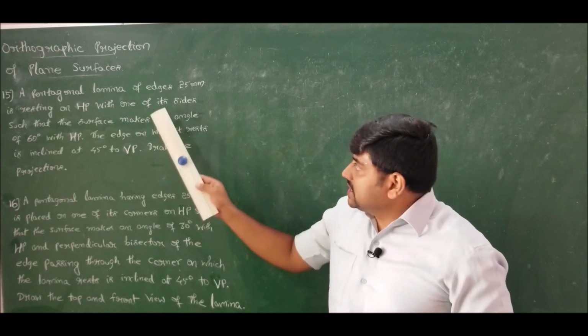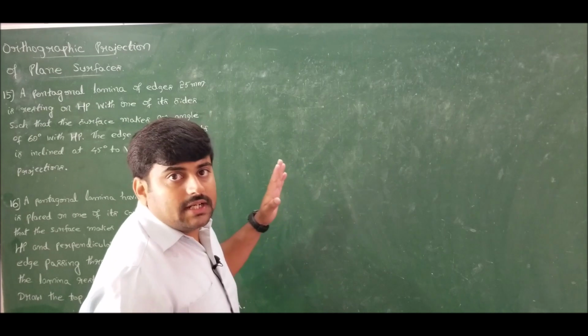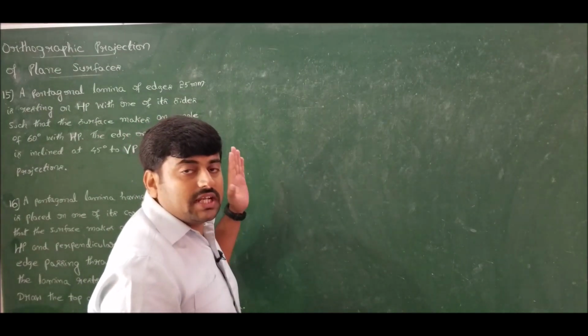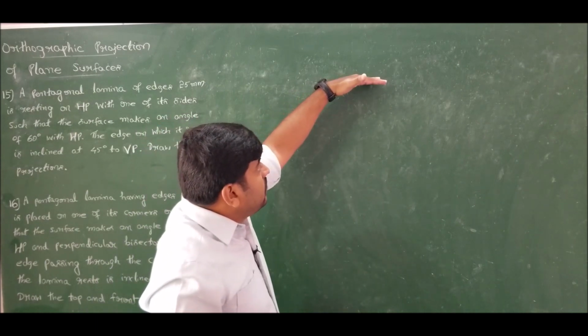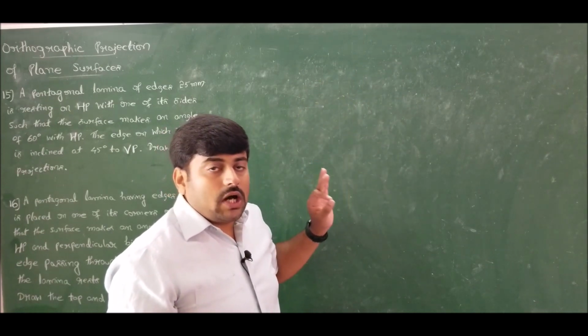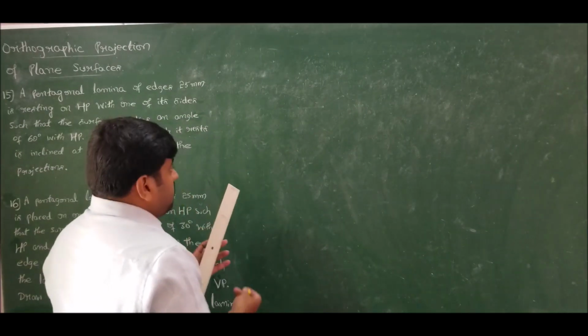So we have a pentagonal laminae of edges 25 mm resting on HP with one of its sides. So it is resting on one of its edges. Therefore, in the initial position I should draw the pentagon in such a way that I get the edge towards my left hand side. This is because we are using left hand reference and always rotating the second position front view in the counterclockwise direction, in order to avoid confusion in the orthographic projection of plane surfaces. Come, let us solve problem number 15.